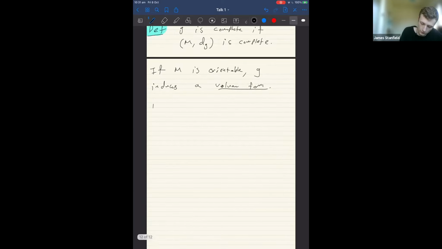Okay, so in coordinates, we can define this quite easily. I'm going to define it like this: dg. This is how Bamler uses it in his notes. This is the square root of the determinant of this matrix representation of G, and we do this wedge product.